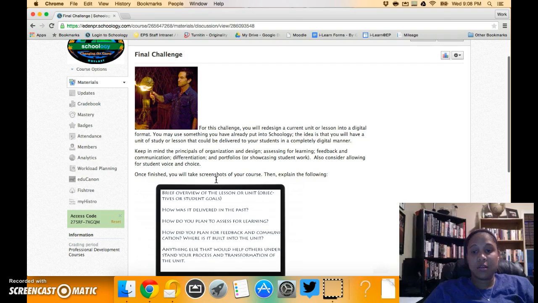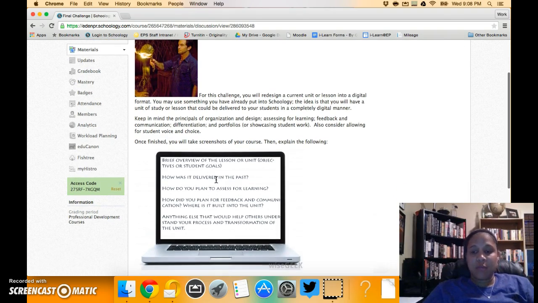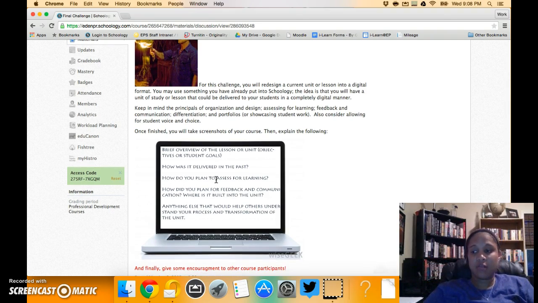Keep in mind the different units that we talked about and the different components of each as you're creating or designing this final thing. A portfolio does not have to be a part of it, because a portfolio is essentially a separate thing within Schoology, but it certainly could be a component of this unit or this lesson. And really keep in mind student voice and choice. You'll see that a lot in there, but how can you let students have some choice in the way that they're showing mastery or the way that they're being assessed, and so on and so forth?